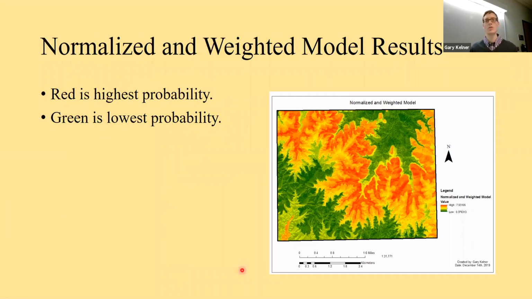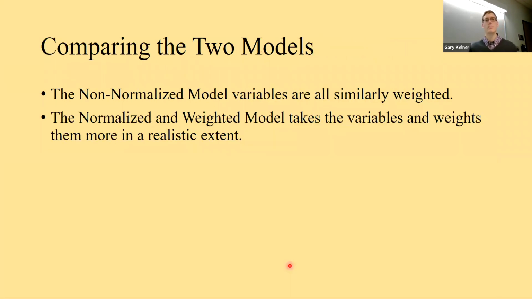The results of the normalized and weighted model, as indicated by this figure on the right, show the areas in red, which is where karst has the highest probability of being present, and areas in green, which is where karst has the lowest probability of being present. Looking at comparing the two models, in the non-normalized model the variables are all similarly weighted. The normalized and weighted model takes the variables and weights them to a more realistic extent.